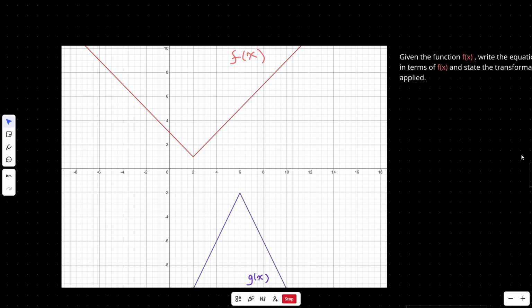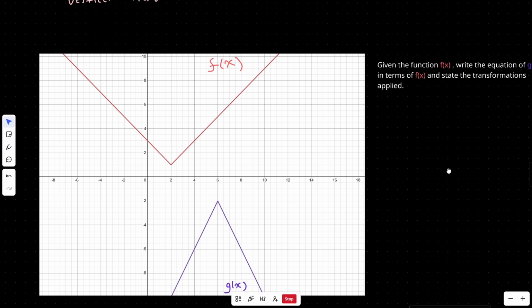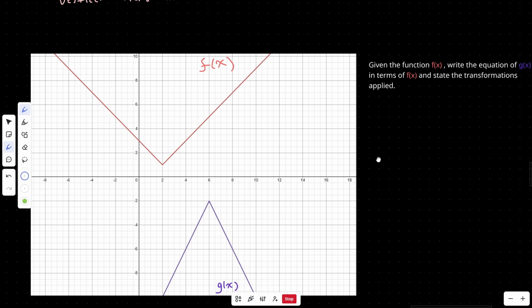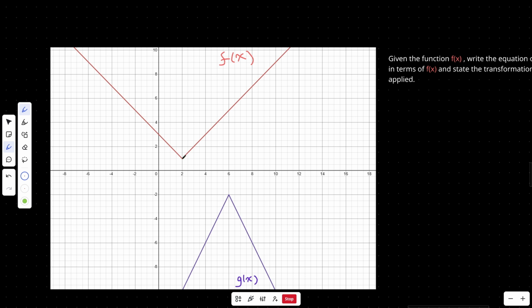All right, so let's move on to the next question here. So we're given the function f of x, and we're asked to write the equation of g of x in terms of f of x and state the transformations applied. So before we do anything, really quick, let's just take a look at the two functions and see what's going on here. So what I'm seeing here is g of x is a vertical reflection of the function f of x because it's being reflected across the x-axis. So we've got one transformation right out of the way.